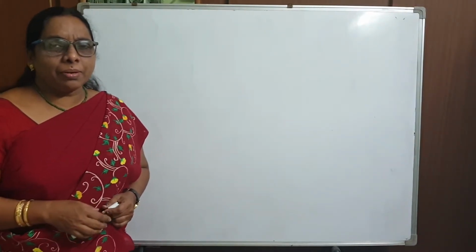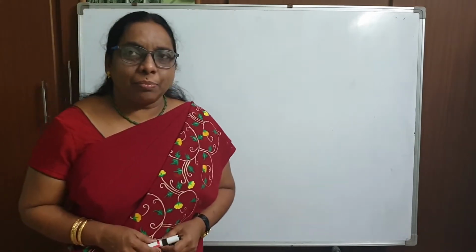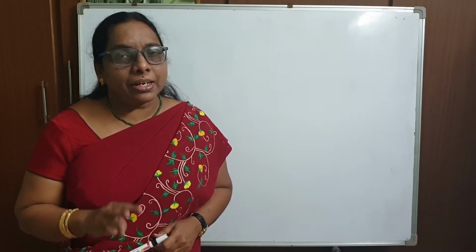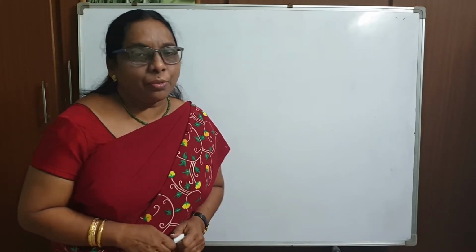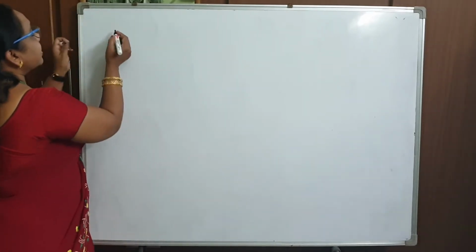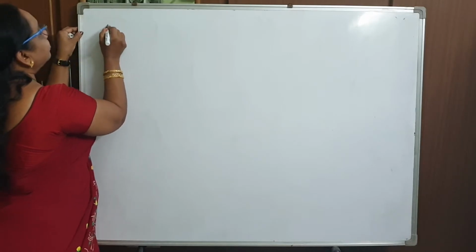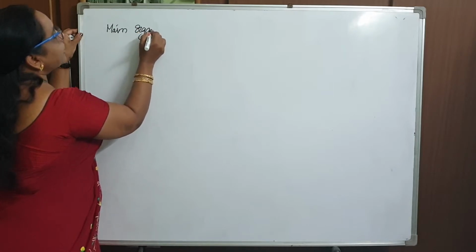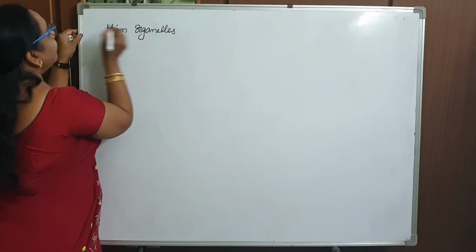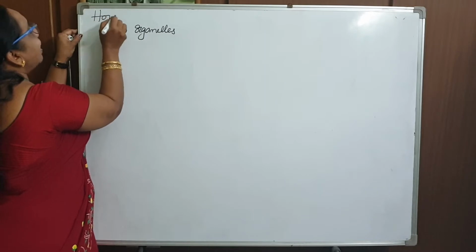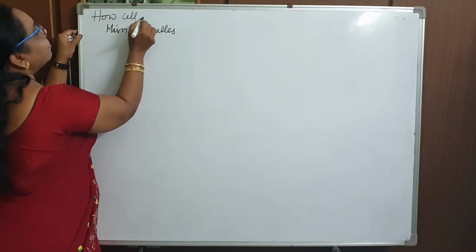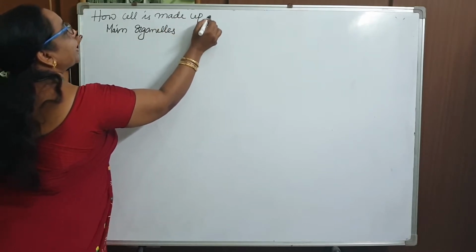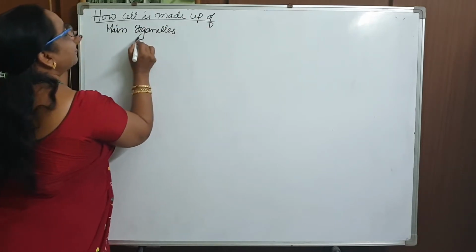Out of these, many organelles are there. More than 9 organelles we have to study. Out of these 9, there are 3 main organelles. And what are the 3 main organelles? Main organelles which are present inside the cell. Otherwise, the main heading we can say is how the cell is made up. Yes, the cell is made up of organelles.